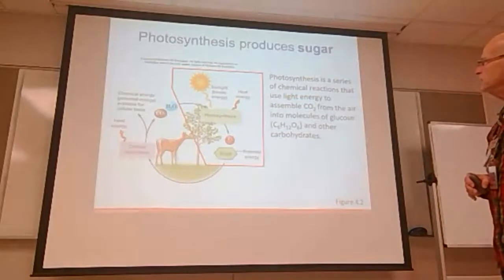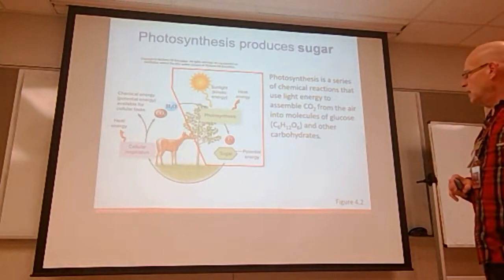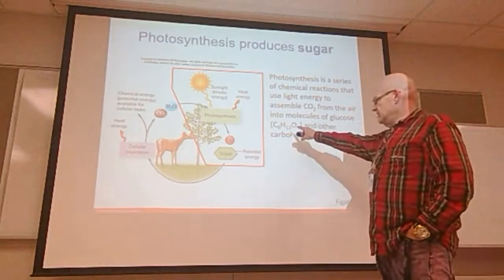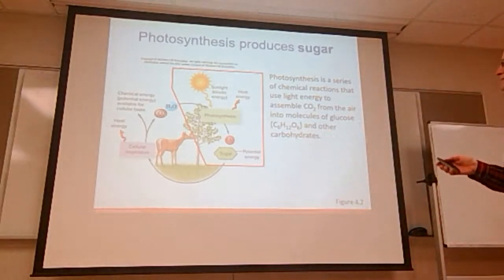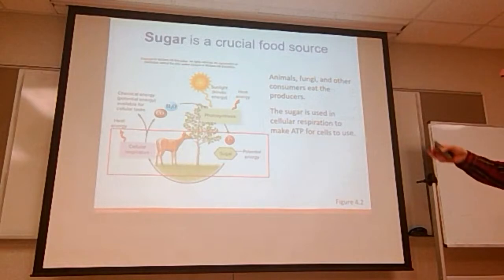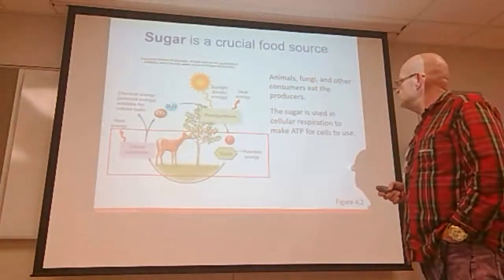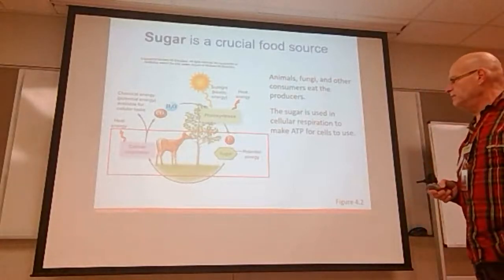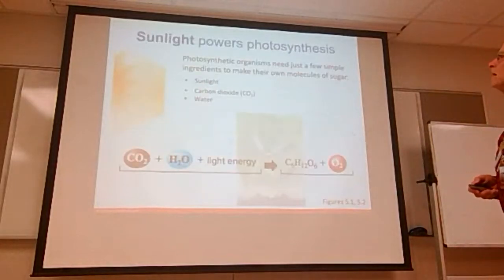Photosynthesis is a series of chemically controlled reactions that uses, again, the energy from the sun to assemble carbon dioxide from the air into molecules like C6H12O6, which is glucose, and other carbohydrates. The animals and fungi and other consumers then turn around and eat the producers. The sugar is used in cellular respiration to make ATP for the cells to use. We'll talk about ATP a little bit later.